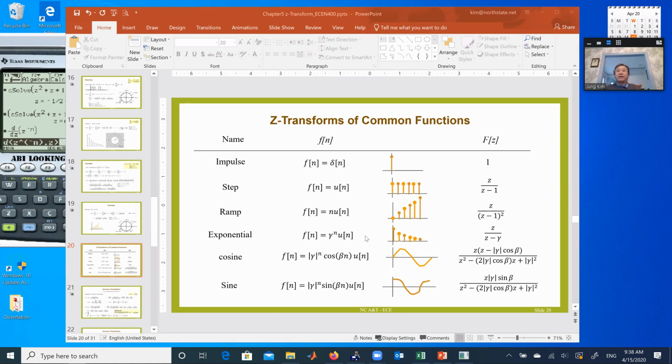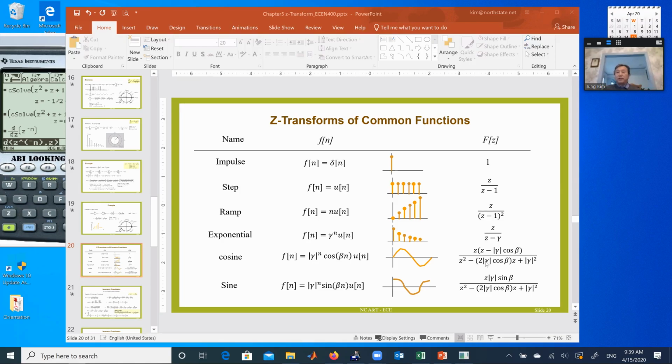Okay, so this is the summary. The Z transform of the delta function is 1. The Z transform of the step function is z over z minus 1. The Z transform of the ramp function is z over (z minus 1) squared. And the exponential function, gamma to the n u[n], is z over z minus gamma.